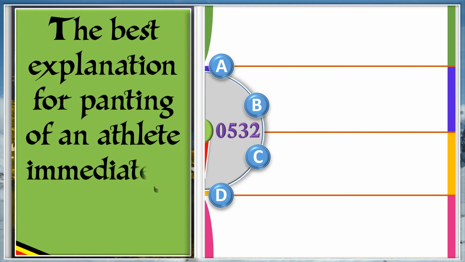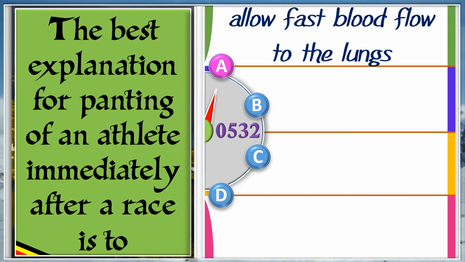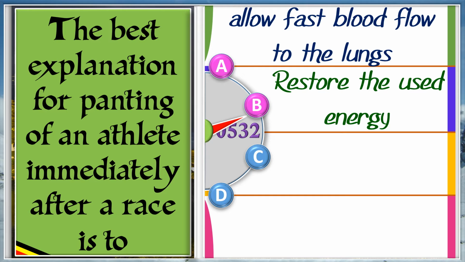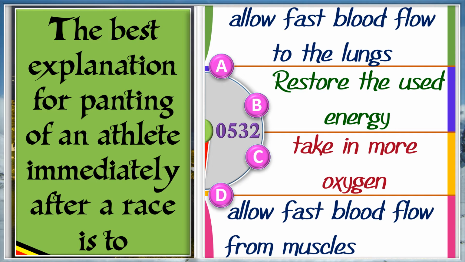The best explanation for panting in an athlete immediately after a race is to A. Allow fast blood flow to the lungs. B. Restore the used energy. C. Take in more oxygen. D. Allow fast blood flow from muscles. And the answer is C. Take in more oxygen.